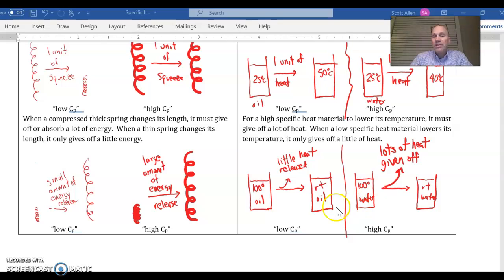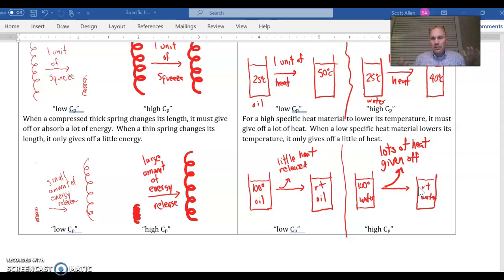Materials that have low specific heats, when they change their temperature from 100 degrees to room temperature, give off relatively small amounts of heat. Remember, think of the thin spring. When it goes from this position to that position, it gives off relatively small amounts of energy. You're not going to hurt yourself if you get hit by that spring right there. But materials with higher specific heats, when they undergo the same change, give off lots more energy.